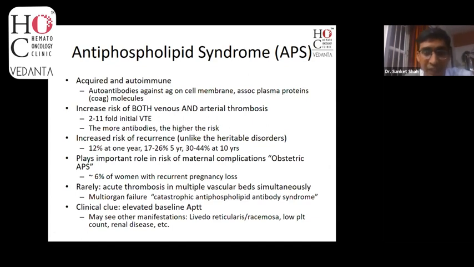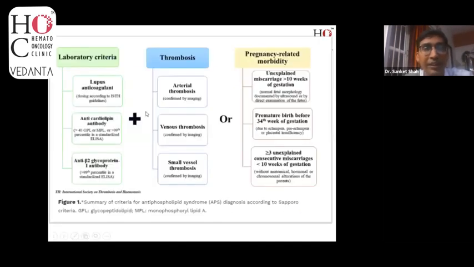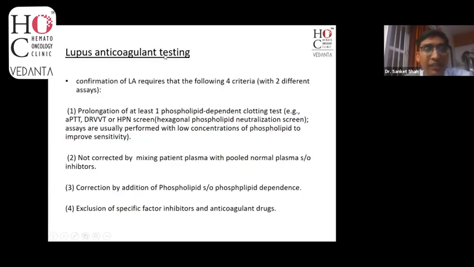Now, the important portion is the diagnostic criteria. It has to have laboratory criteria plus clinical criteria, which may be either thrombosis or pregnancy-related morbidities, right? Now, discussing laboratory criteria, first is lupus anticoagulant testing. When we are sending the lupus anticoagulant test, we must understand its interference. Confirmation of lupus anticoagulant requires that 4 criteria be met. First is prolongation of at least one phospholipid-dependent clotting test. Commonly, what we do in our labs is APTT as well as DRVVT. These two are commonly done.